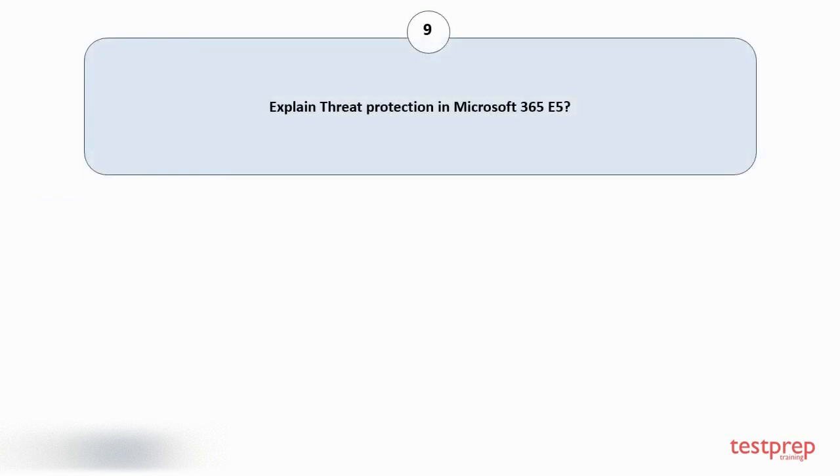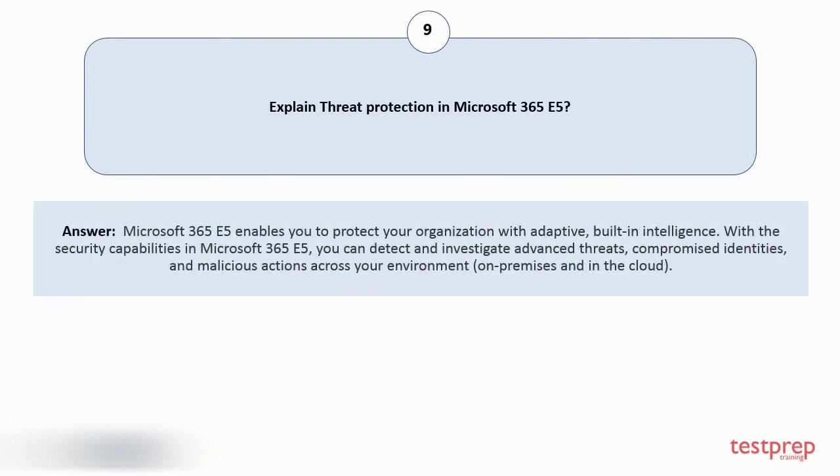Question number 9, explain threat protection in Microsoft 365 E5? Your answer is Microsoft 365 E5 enables you to protect your organization with adaptive, built-in intelligence. With the security capabilities in Microsoft 365 E5, you can detect and investigate advanced threats, compromised identities, and malicious actions across your environment, on premises and in the cloud. Question number 10, define document properties.